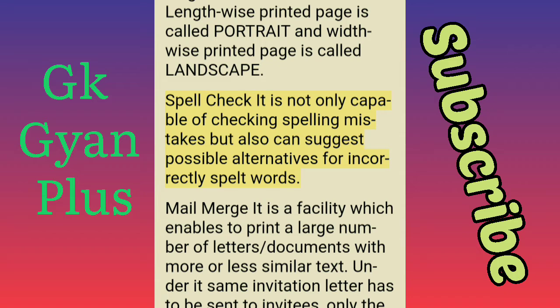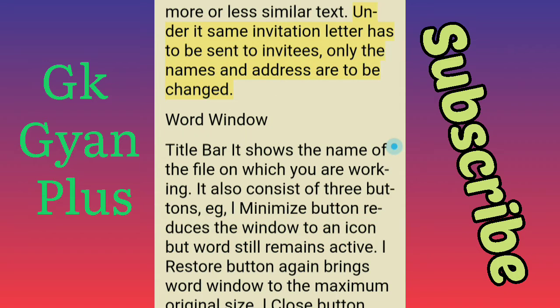Spellcheck. It is not only capable of checking spelling mistakes but also can suggest possible alternatives for incorrectly spelt words. Mail merge. It is a facility which enables you to print a large number of letters and documents with more or less similar text. Under it, the same invitation letter has to be sent to invitees, only the names and addresses are to be changed. Word window. Title bar.